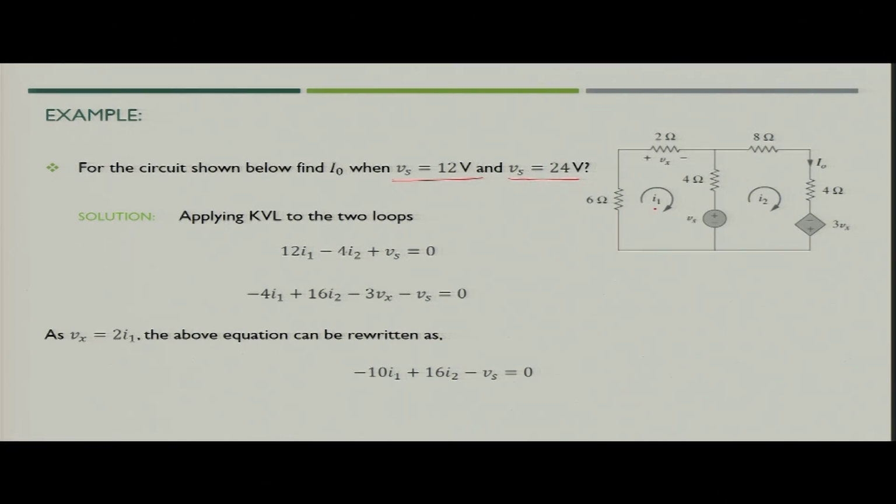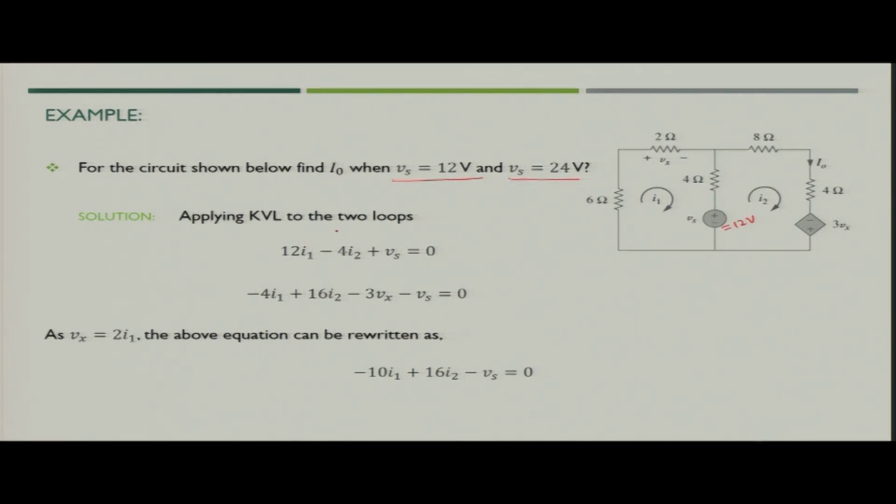What we have to do, as we discussed last week, we did mesh analysis to solve these kind of circuits. So, here we will apply mesh analysis again and try to find out the current value I naught in first case, that is when Vs is equal to 12 volt.